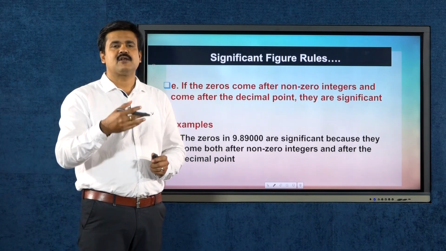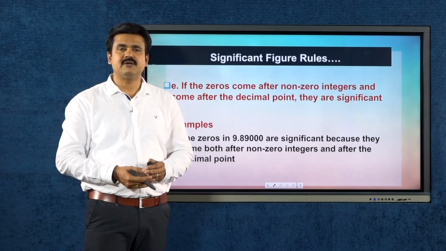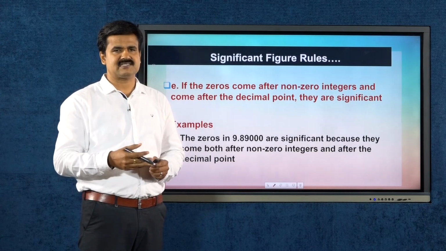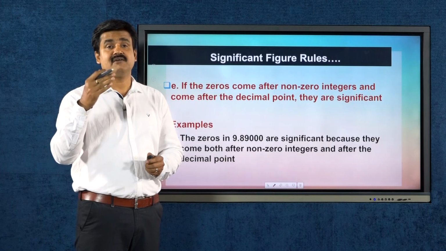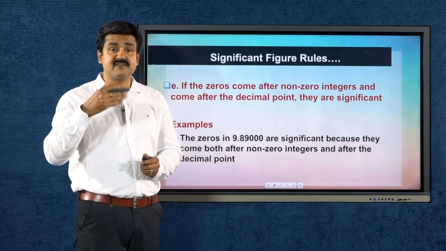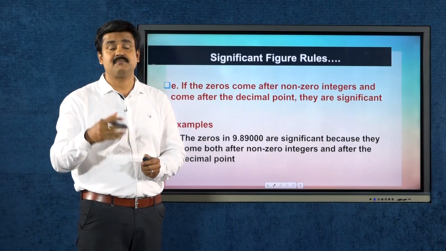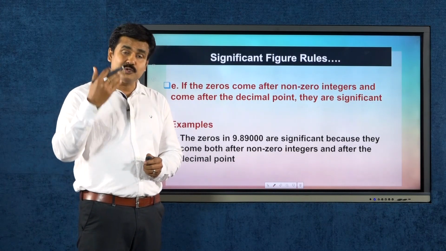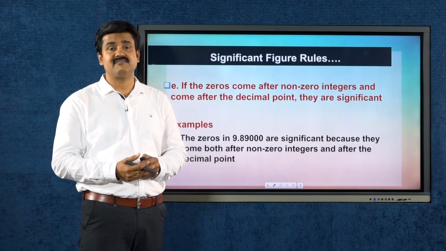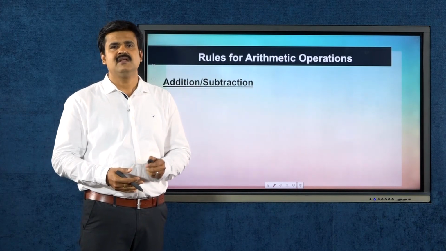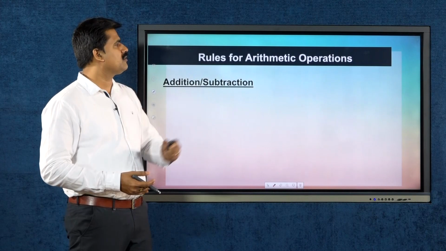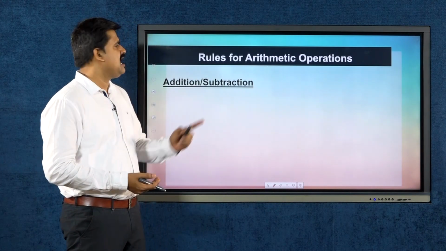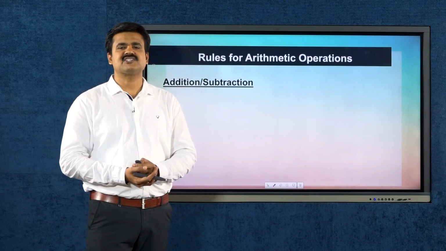There are several rules we have discussed in order to find out the number of significant figures. We have to utilize these significant figure rules in addition, subtraction, multiplication and division. They are different mathematical procedures, so we have to look at the rules associated with each. Now, rules for arithmetic operations. We are discussing addition and subtraction first.